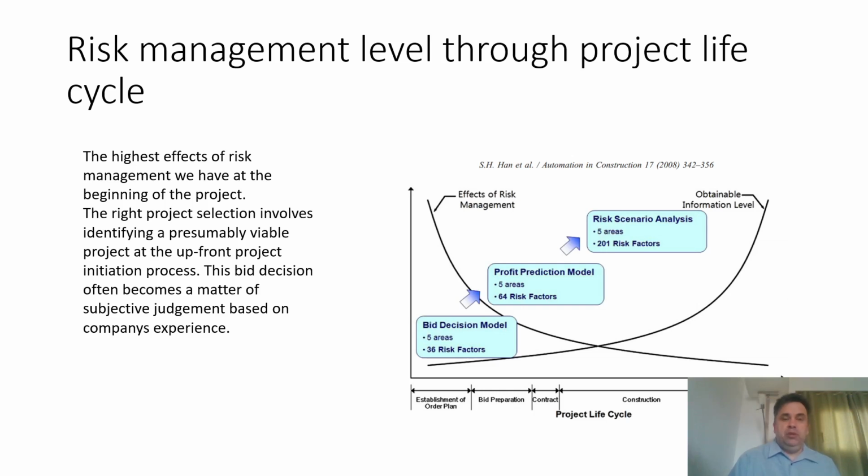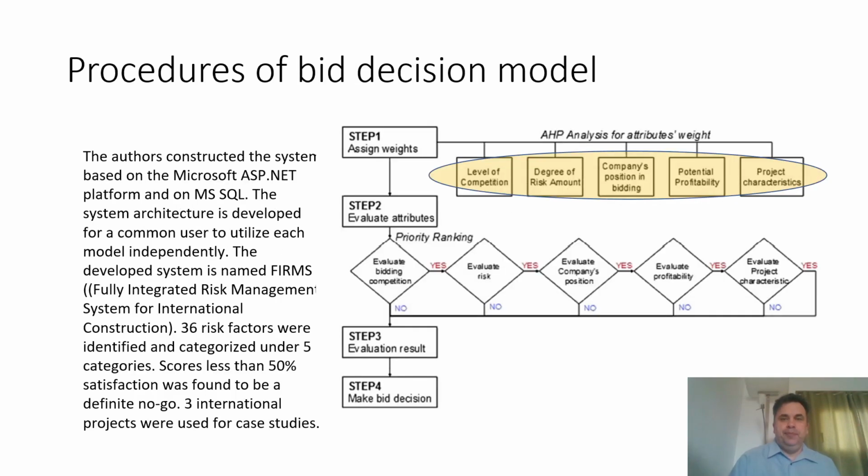The bid decision often becomes a matter of subjective judgment based on company's experience. 36 risk factors were identified at the beginning of the project and categorized under 5 categories. We have the level of competition, the degree of risk amount, the position in bidding of the company, potential profitability, and the project characteristics.